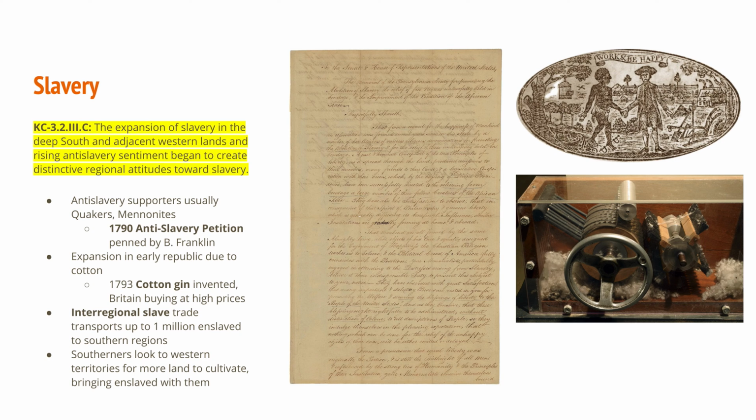Now, the Southerners are also beginning to look to the Western territories for more land to cultivate, because cotton is a crop that does take a lot of nutrients from the soil. So they're looking to expand further. And as they go into new lands, new territories out west, they're also bringing the enslaved people with them, which means that they are expanding the territory in which slavery is practiced. And so that's going to become a big issue that's going to culminate into the Civil War in 1860.